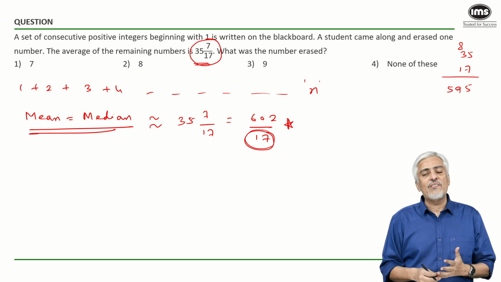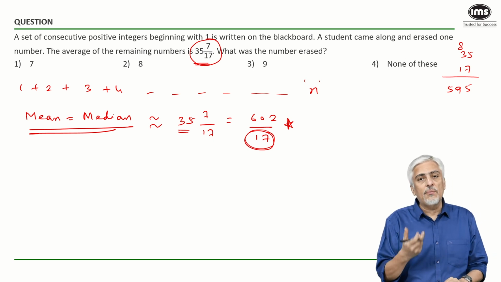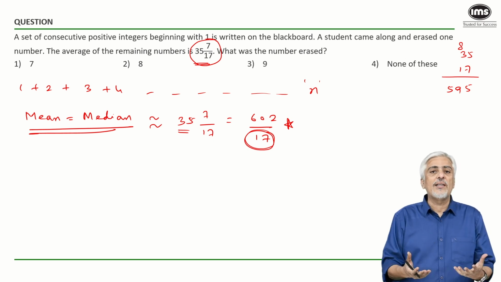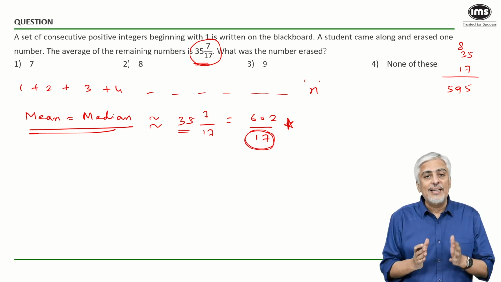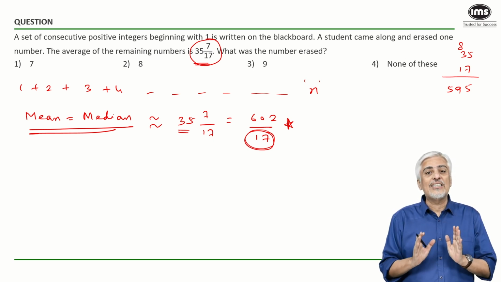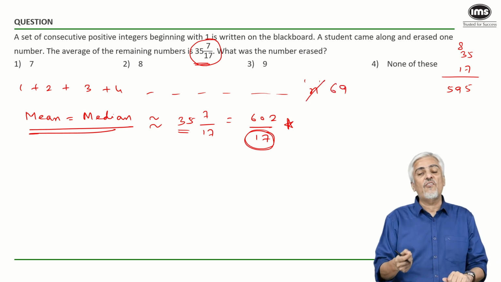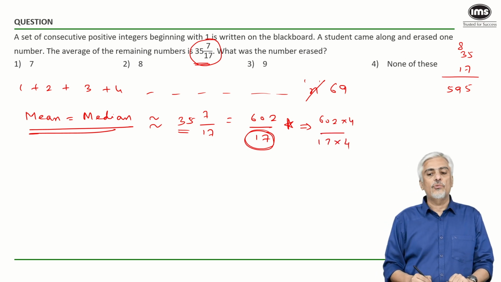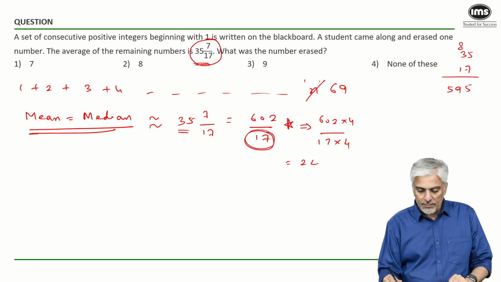Now, the problem is, if there were only 17 numbers, the mean cannot be close to 35. Even if there were only 34 numbers, the mean or median cannot be close to 35. 17 times 3 is 51. If there were 51 numbers, the median or the mean would be close to 25. Now, if there were 68 numbers, the median or the mean could be close to 34 or 35. Very high chances. And that's more or less our number of numbers. That means n is 69, not 68. 68 is after erasing one number, right? So this was very important. That means the actual calculation was 602 times 4 upon 17 times 4, right? That was the actual calculation. 602 times 4 will be 2408 upon 68.